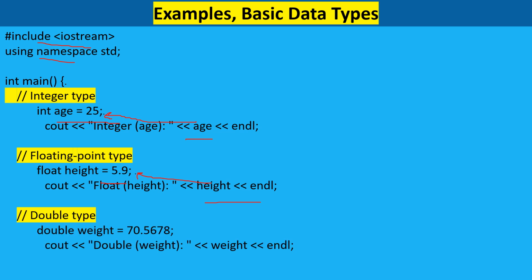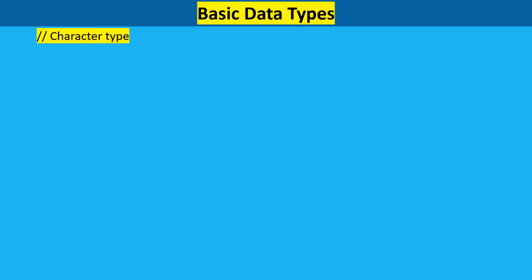And double: declare a double precision floating variable weight, and check this one. Double can hold larger and more precise decimal values than float. And when you say more than float, you can see from here to there. Character types: declare a character variable grade and initialize it to A. A character is used to store a single character grade, and it will print the value of grade.